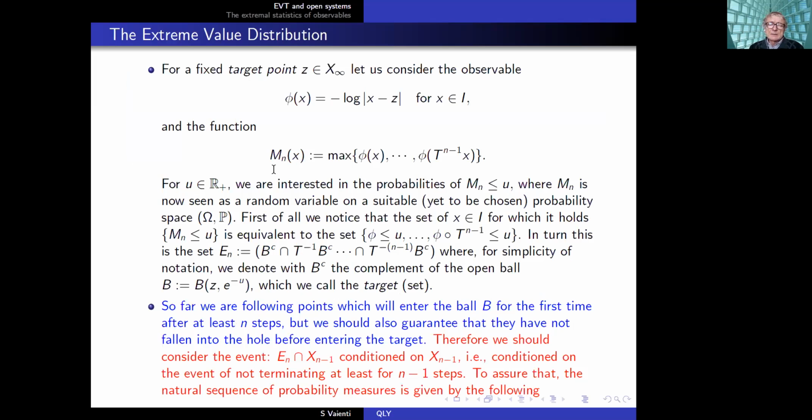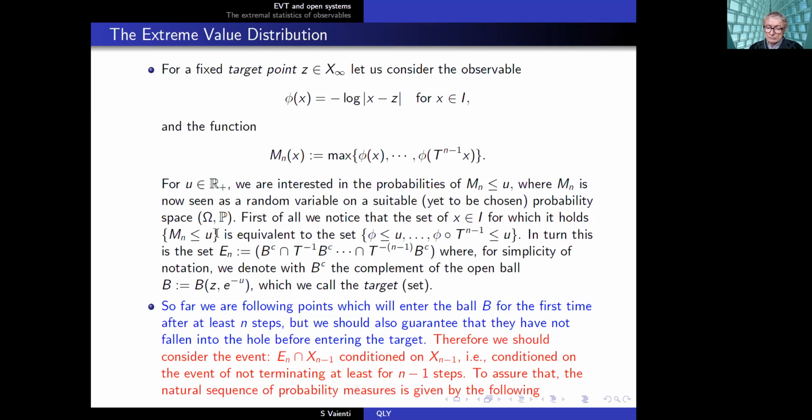I want to study the probability of this set. In particular, I want to study the probability of this event, which is nothing but the distribution of this observable. So I repeat, I want to apply a probability, which I'm going to construct, to study the distribution of Mn, namely the probability of these events, Mn less or equal to U.